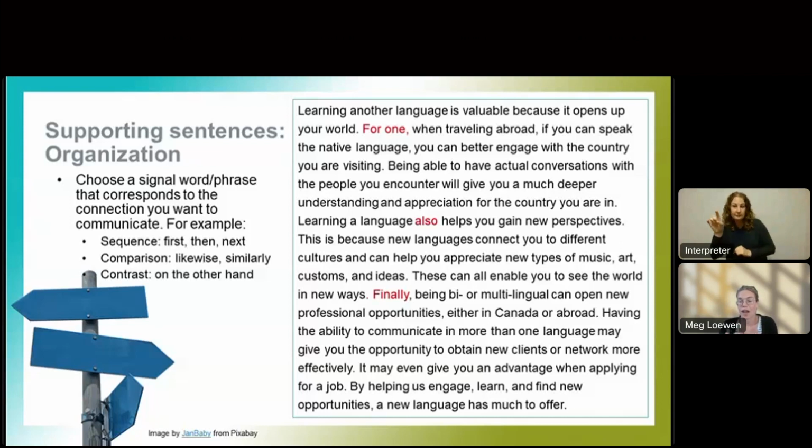All of these words help the reader see how your ideas connect and how they ultimately connect with your topic sentence. If you do not use signal words or phrases, your writing is harder to follow, and your reader is not as sure about how your ideas connect from one to the next.